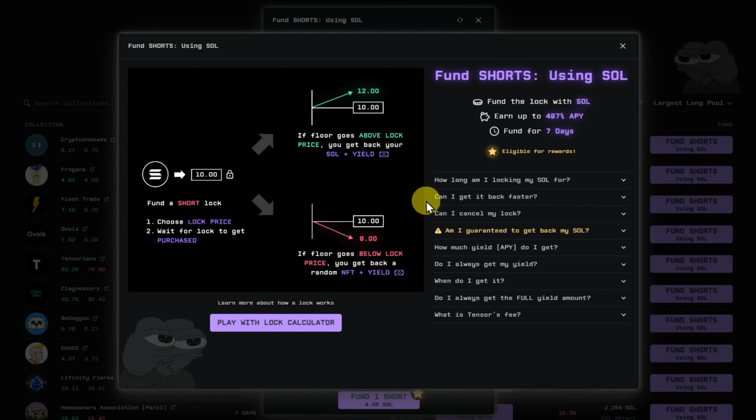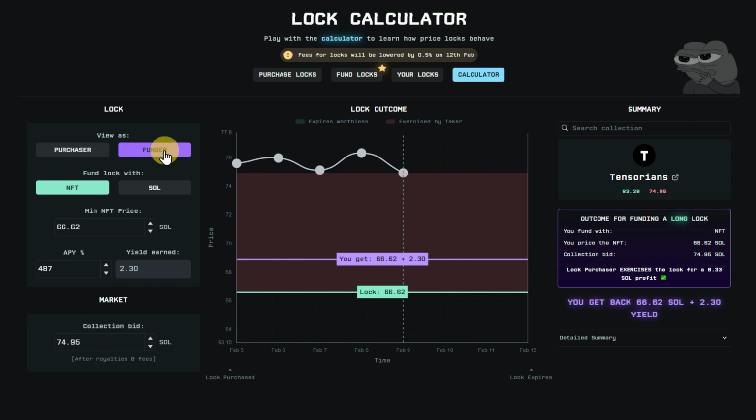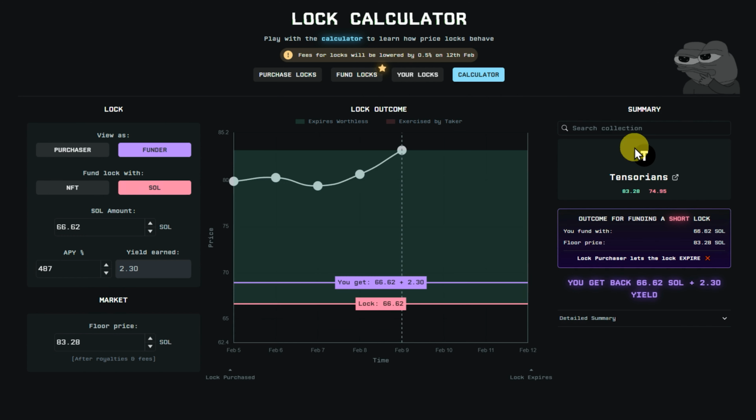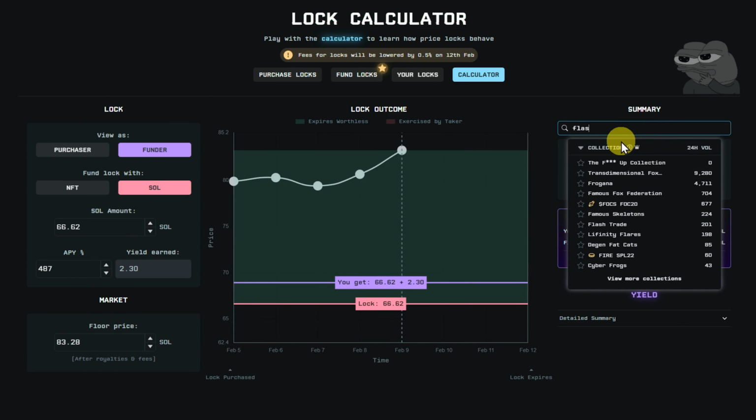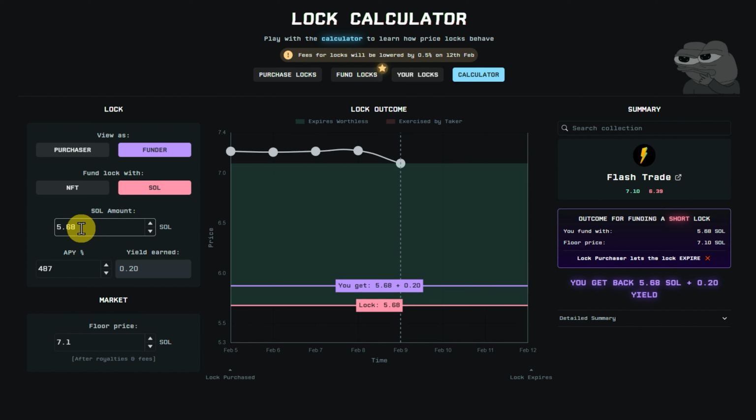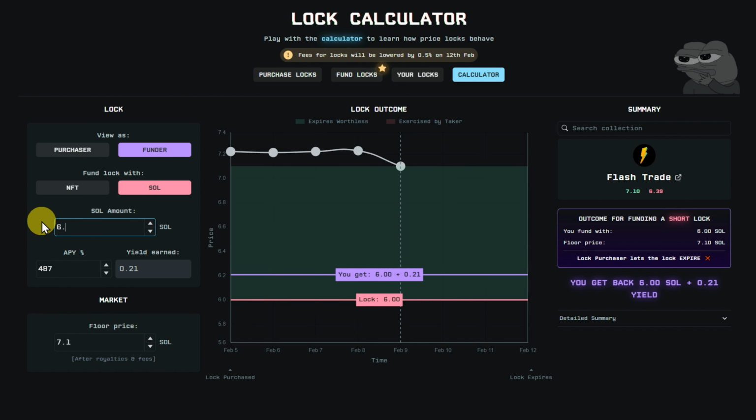Remember, funding shorts using SOL, we have to wait for the lock to be purchased. So if we're too far away from that point where it will be purchased, then it'll just sit there and it will not return any yield. But let's check out the lock calculator. We're a funder and we'll be funding the lock with SOL. The collection is Flash Trade. I don't have an amount here, but let's just say 6.5.